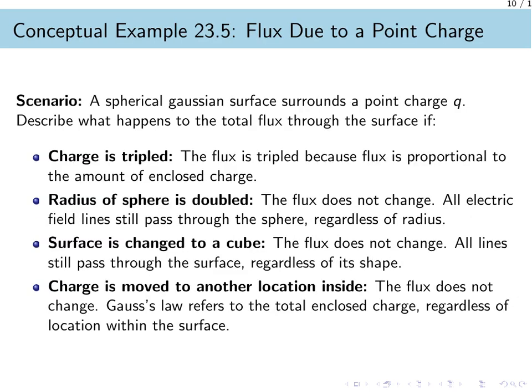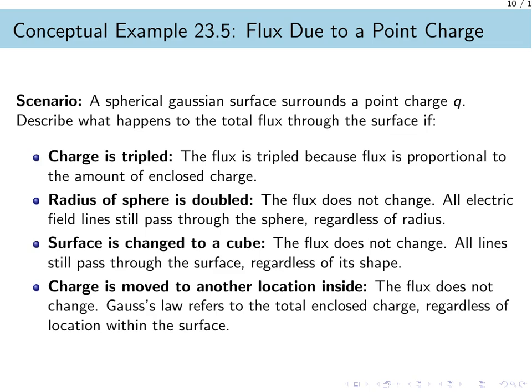Let us solidify these concepts with a quick conceptual example. Imagine a spherical Gaussian surface surrounding a single point charge, Q. What happens to the total flux if we change certain parameters? First, if the enclosed charge is completely tripled, the total flux is also tripled, because flux is directly proportional to the amount of enclosed charge.